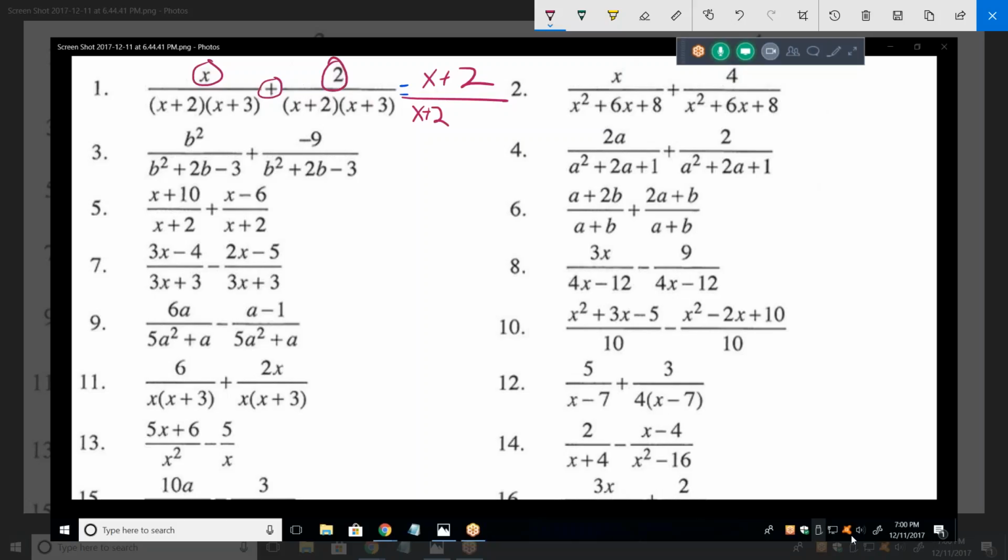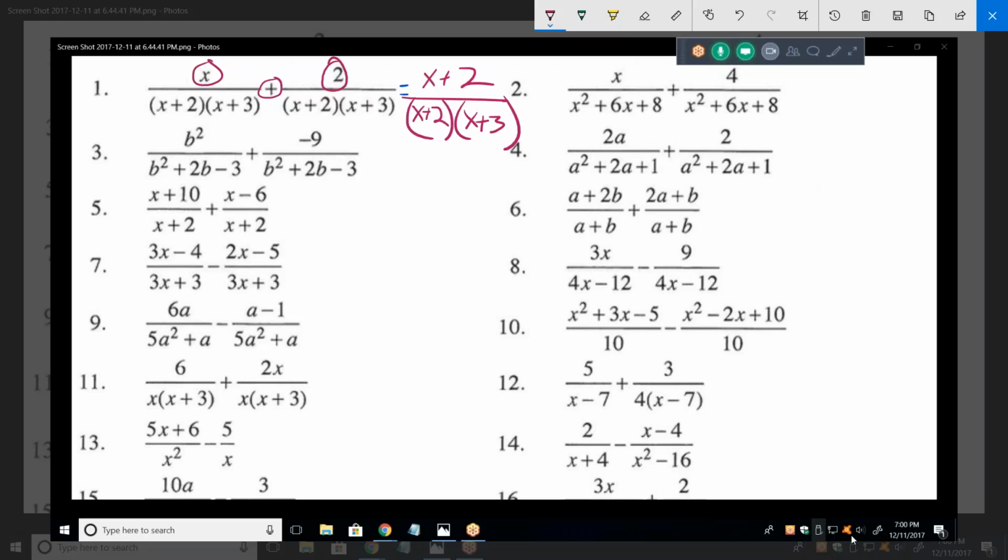No, it's the same. It does not change. In other words, you have two fractions that have the same denominator. You operate on the numerator only, and you leave the denominator whatever it was.